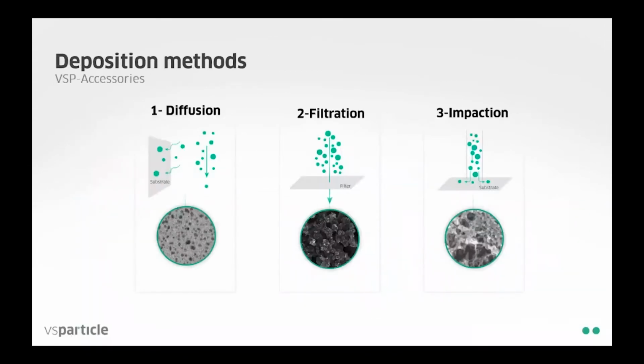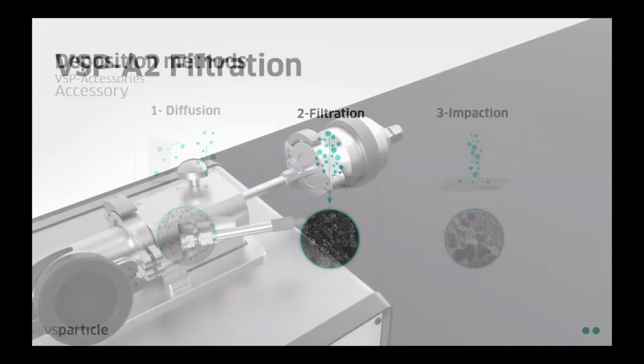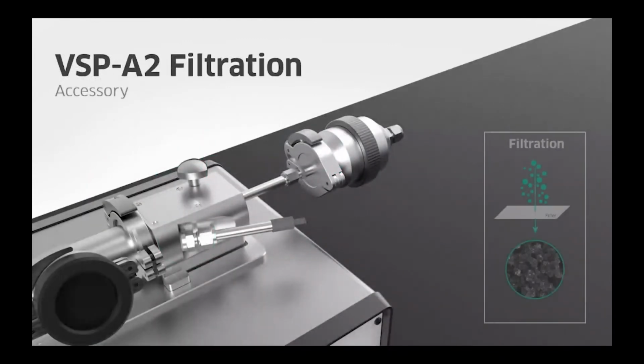So this was the diffusion accessory. Now we go to the filtration accessory. Again, a small module connected to the G1. The principle is relatively straightforward. We optimized this filtration unit so that the nanoparticles are deposited nicely across the filter that you put into the system.